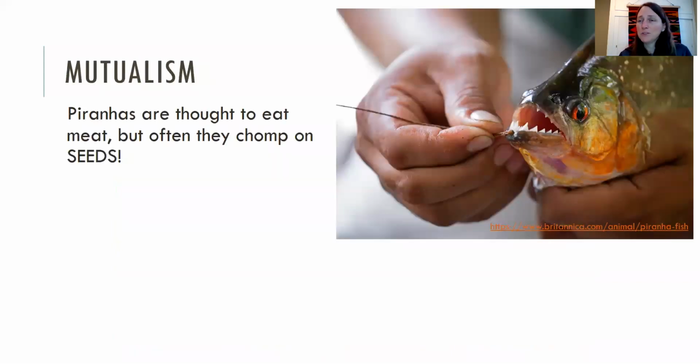Then there are things like mutualisms. So this is a piranha. You might think of a piranha as a crazy predator, but they actually eat seeds in the tropical forest. I mean, they'll eat meat, yeah, but those jaws are really adapted to crushing tropical seeds.